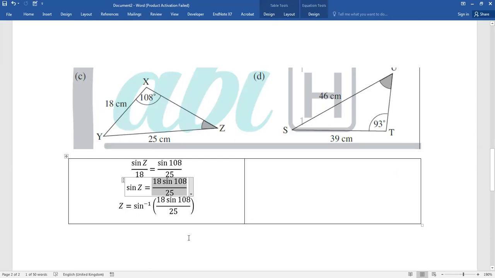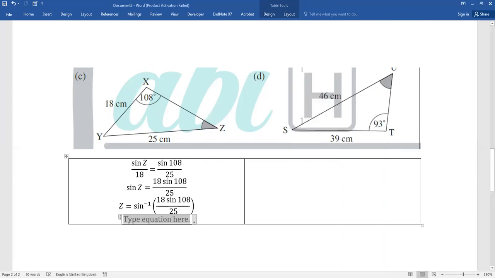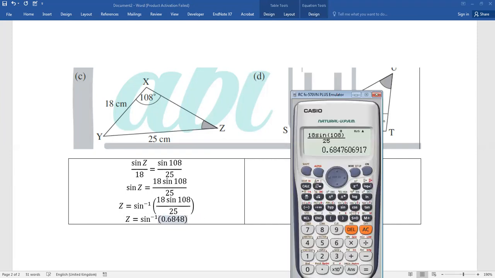You either find that value. Okay, if I'll do this with the value as well, let's see. I'll do it 18 sine 108 and divided by 25. So this is 0.6848. Or you could also do z is sine inverse of 0.6848. You can also do it this way.